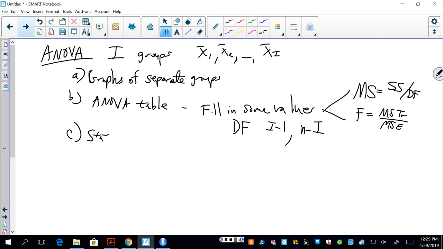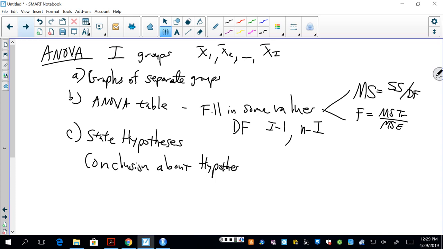Say the hypotheses are that the means are the same versus the means not being the same. Based on the ANOVA table, that would have a p-value. You have a conclusion about the hypotheses. And the hypotheses concern the means, so you could phrase it in terms of the means.